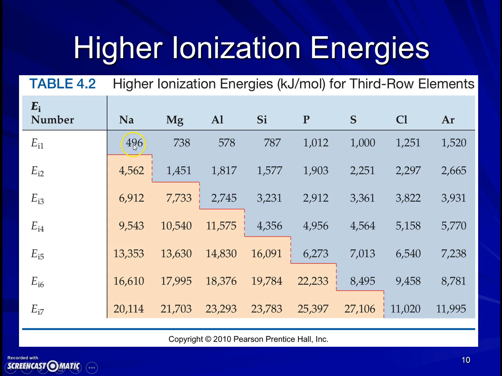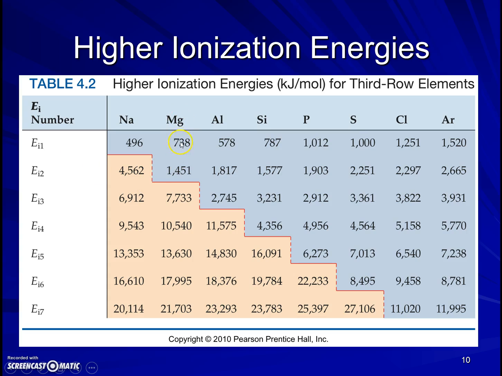And this is exactly what we just talked about before. Very low ionization energy for sodium, and a little bit larger for magnesium, and so on as we go across the list. But the second ionization energy is much, much larger. It's about 9 times as large as the first for sodium. So that means it's very, very difficult to remove a second electron.